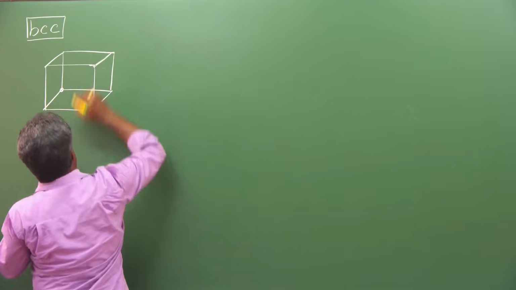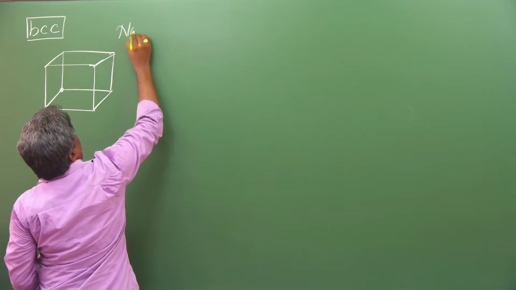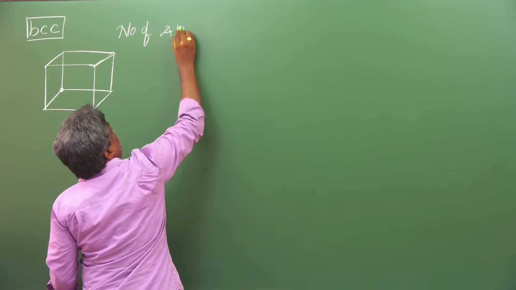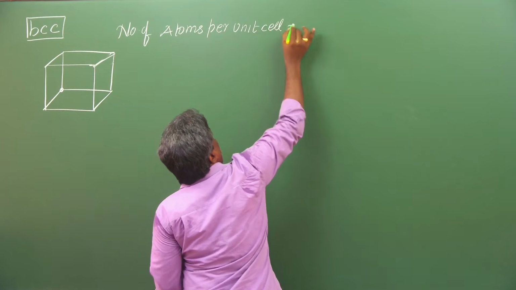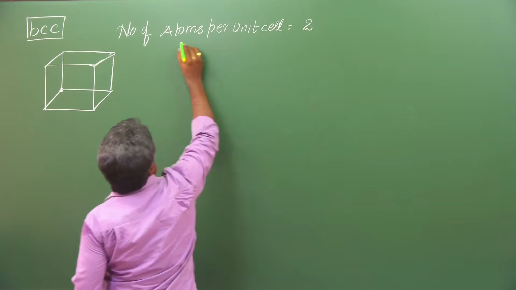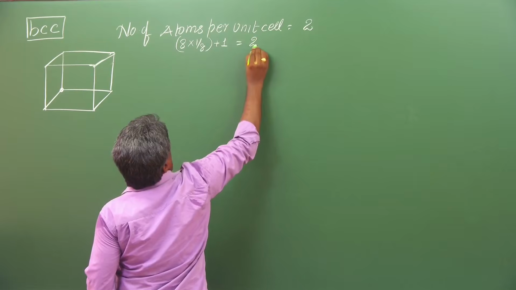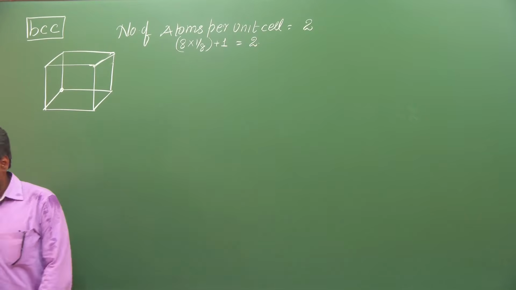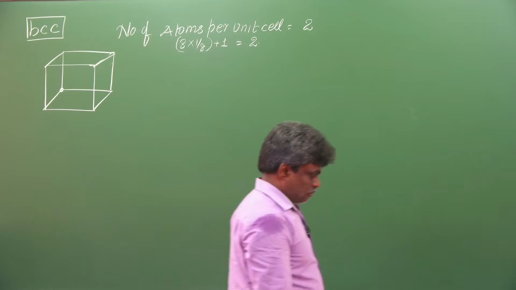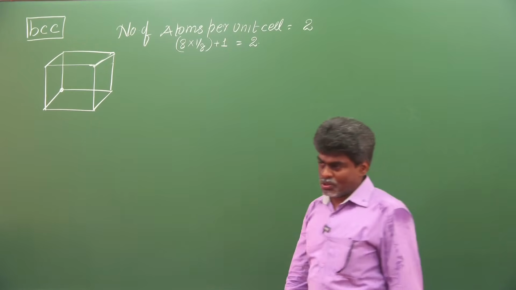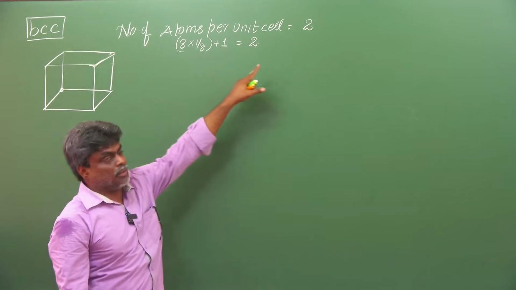So here first we have to calculate the number of atoms per unit cell. Just calculate that also. Number of atoms per unit cell, which is equal to 2. How? 8 into 1 by 8 plus 1. That's why it is 2. Okay, so for the BCC structure, the number of atoms per unit cell is 2.